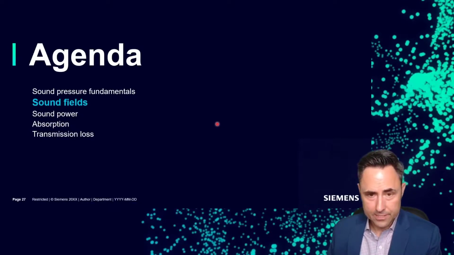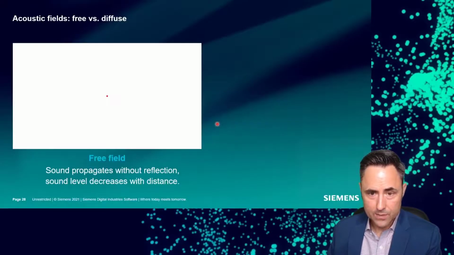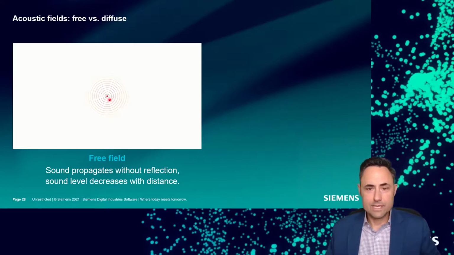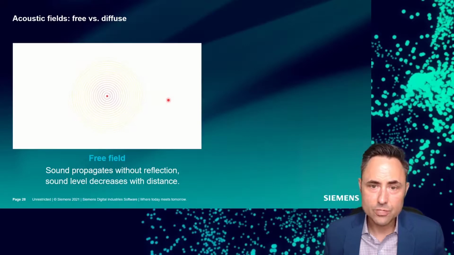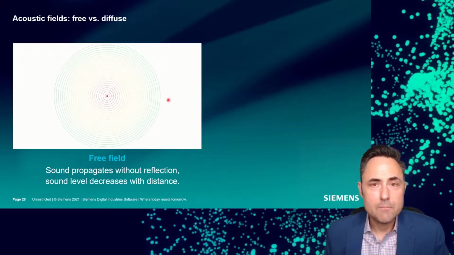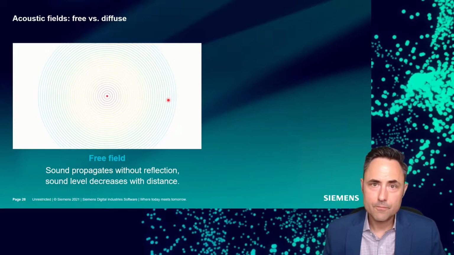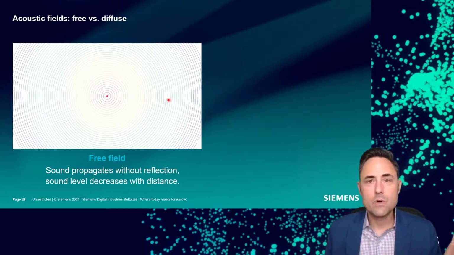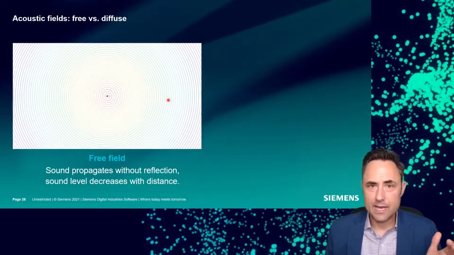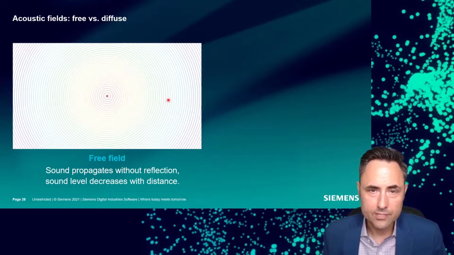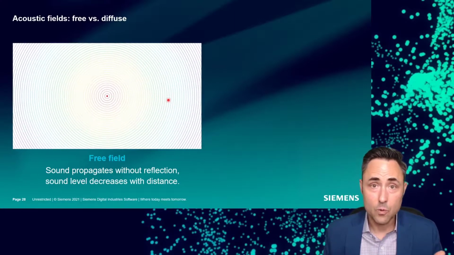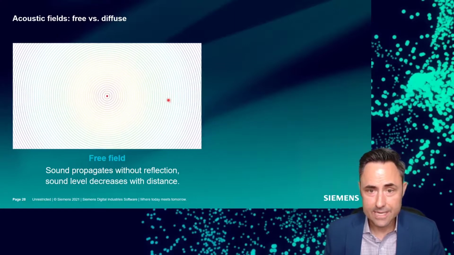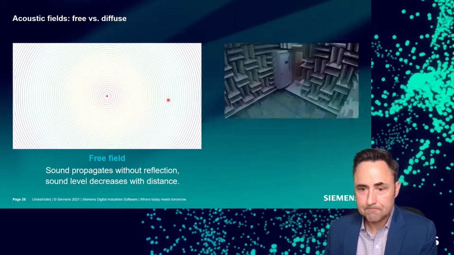So sound fields, let's talk about these. Now, if we talk about the free field, we have a sound source here in red, and we have some sound waves emanating away from our sound source. If we are in a free field, that means there's nothing around it, no opportunity for the sound to hit anything and bounce back. It just propagates away forever, never bounces back, and just keeps going. Okay, so if you imagine yourself standing in the middle of a wide open field, that's the free field. There's no trees, no buildings, nothing for the sound to hit and bounce back.